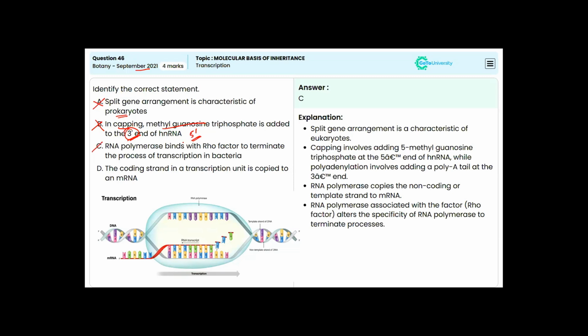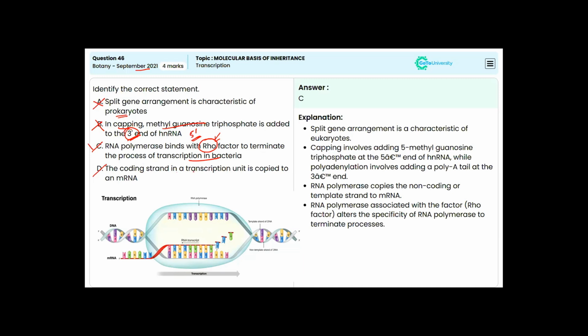Option C, RNA polymerase binds with Rho factor to terminate the process of transcription in bacteria. This is true, isn't it? Rho factor is actually associated with the termination process. They alter the specificity of RNA polymerase to terminate the process. So option C is the correct answer.